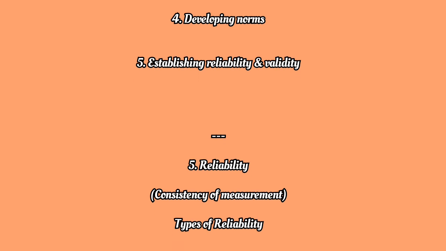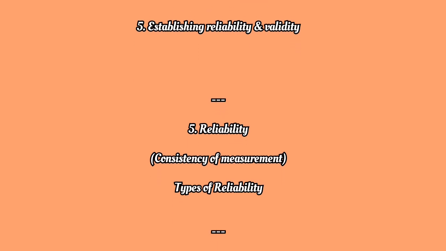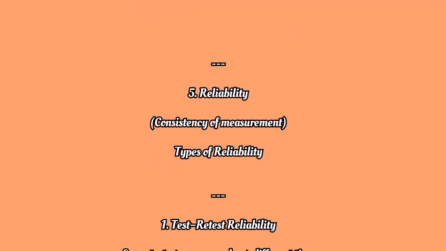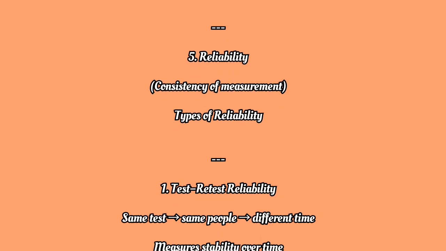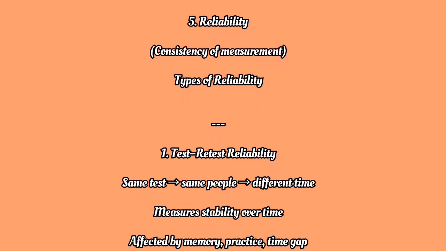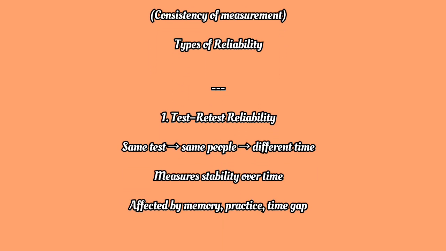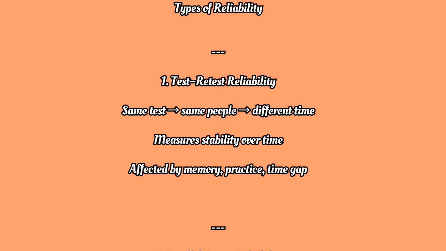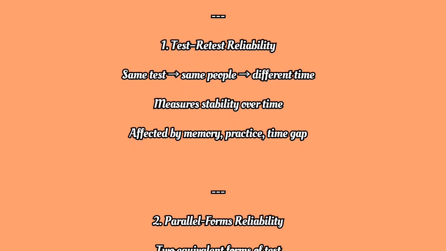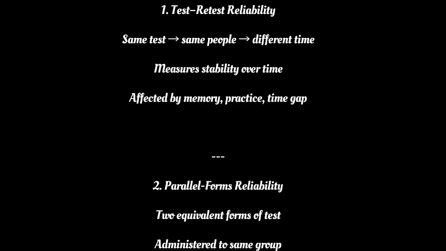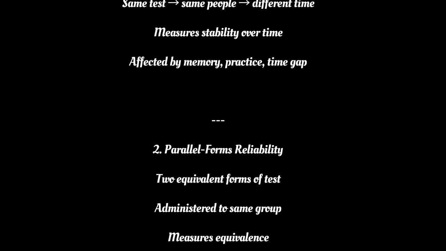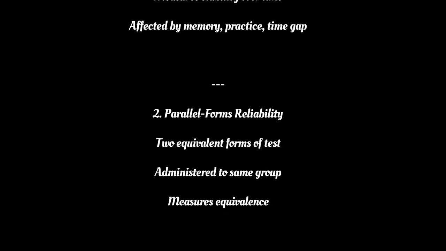Reliability is consistency of measurement. However many times you measure, the result will come the same. Types of reliability. First is test-retest reliability: same test, same people, different time. Measures stability over time. Affected by memory, practice, and time gap. Second is parallel forms reliability: two equivalent forms of the test administered to the same group. This measures equivalence.